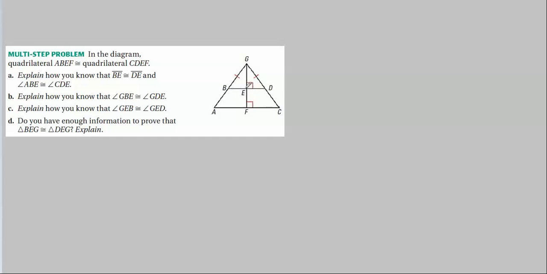How do we know that these two sides are congruent? Well, because the two quadrilaterals are congruent. From the definition of congruence, the sides are all congruent and the angles are all congruent. So we could put a couple of hash marks there to show that they're congruent.